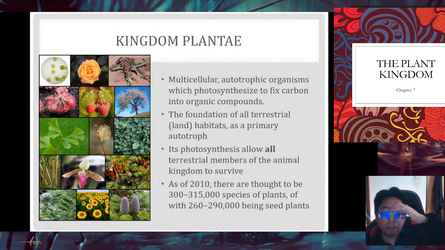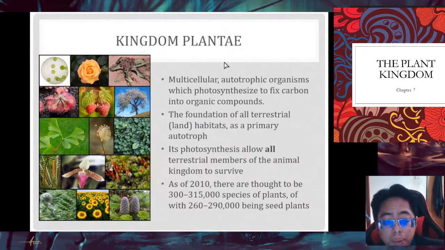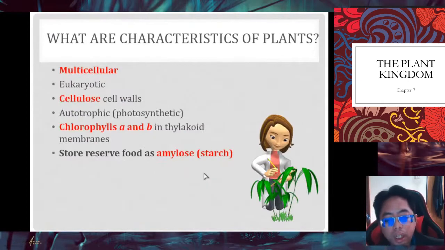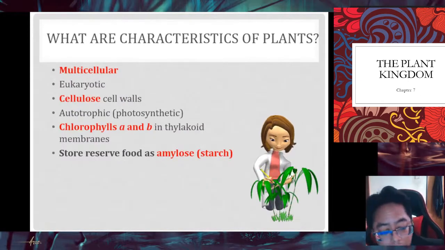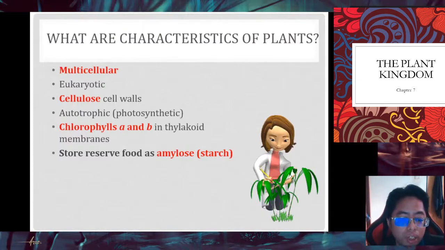Okay, so about Kingdom Plantae, it has around 200 to 215,000 species of plants, and a huge chunk of it, 190,000, are seed plants. So the other 25,000 are seedless. Okay, so plants are all multicellular. They have many cells. They're all eukaryotic, in that they have a nucleus within the cell, and they all have cellulose cell walls. So they have cell walls made out of cellulose.